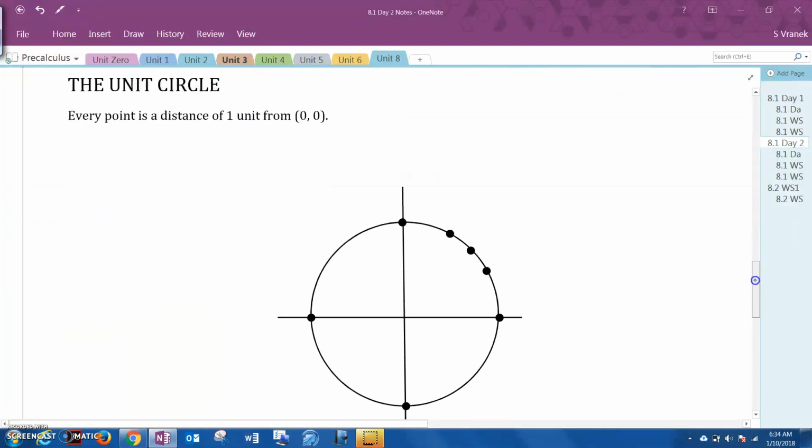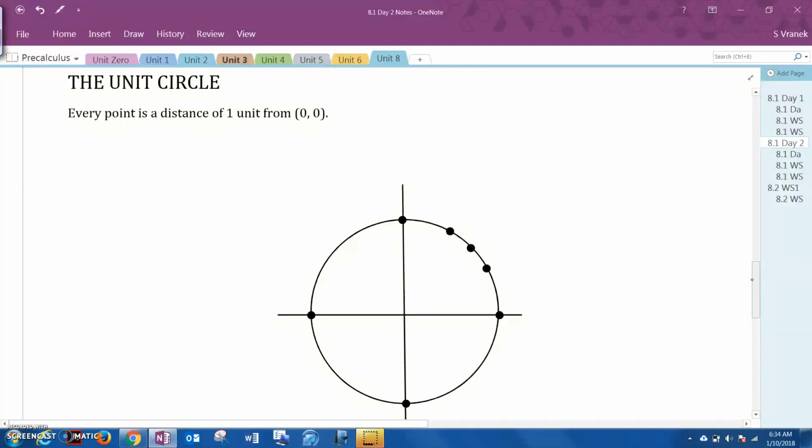Now we're going to talk about the unit circle. Now the unit circle, again, has every point from the center. The radius of the circle is basically 1. So every point has a radius of 1. So if you remember correctly, if I go from here to here, this point is 1, 0. This point is 0, 1 up here. This point is -1, 0. And this point is 0, -1.